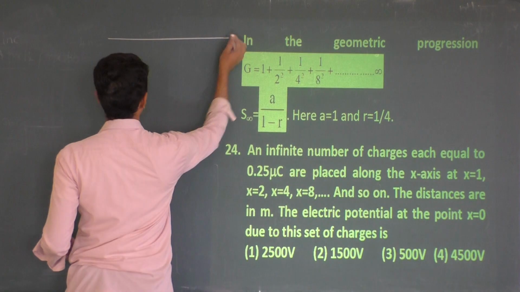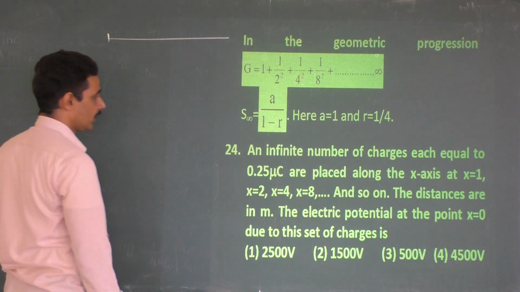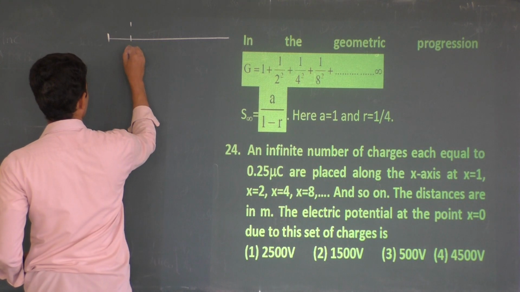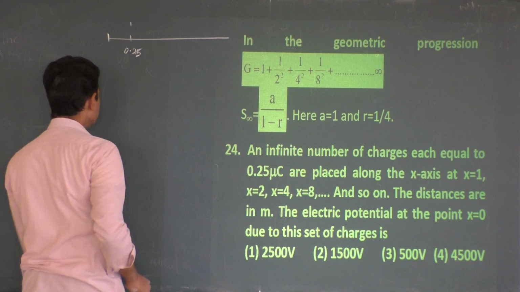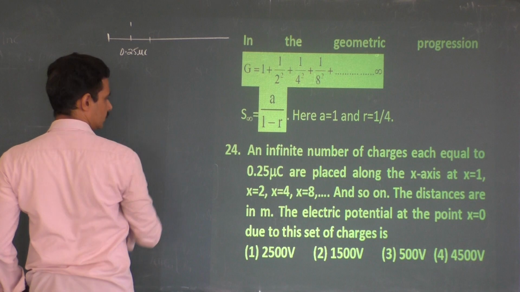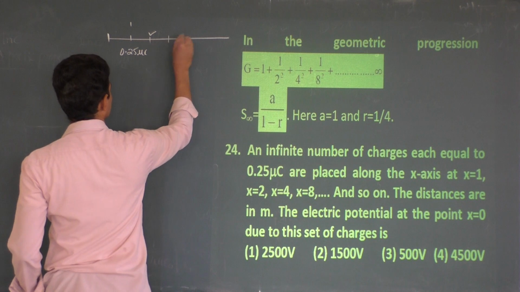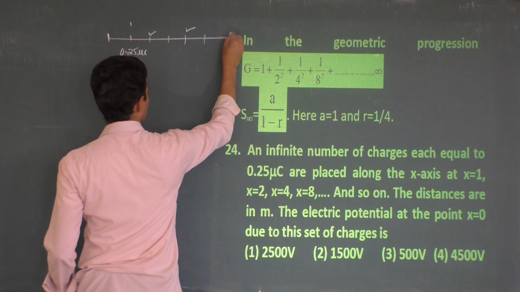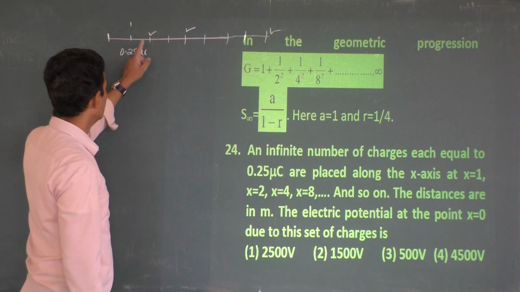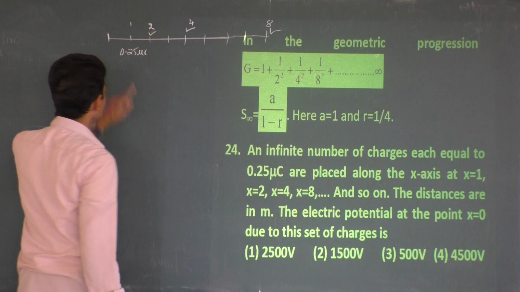Now an infinite number of charges are kept, right? How are they kept? They are kept in such a way that at 0 you don't have any charge. At x equal to 1 you have 0.25 microcoulomb, and at x equal to 2 you have another 0.25 microcoulomb. Then you have 4, and then 8. So you have the charges at 1, 2, 4, then 8. What is the net potential here?